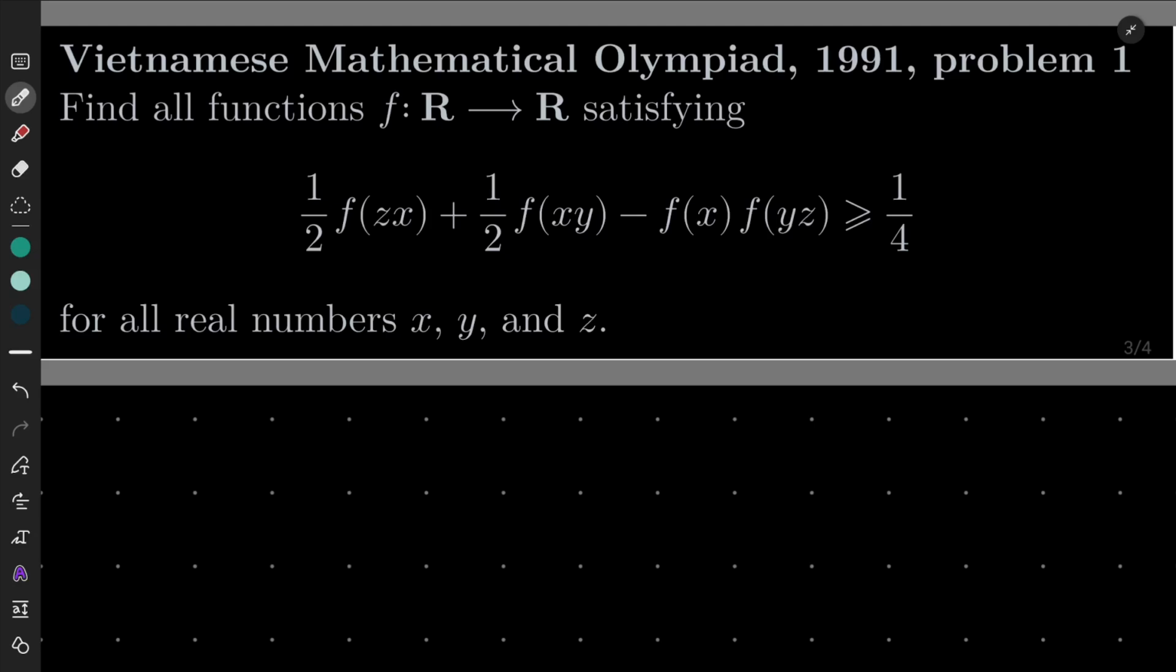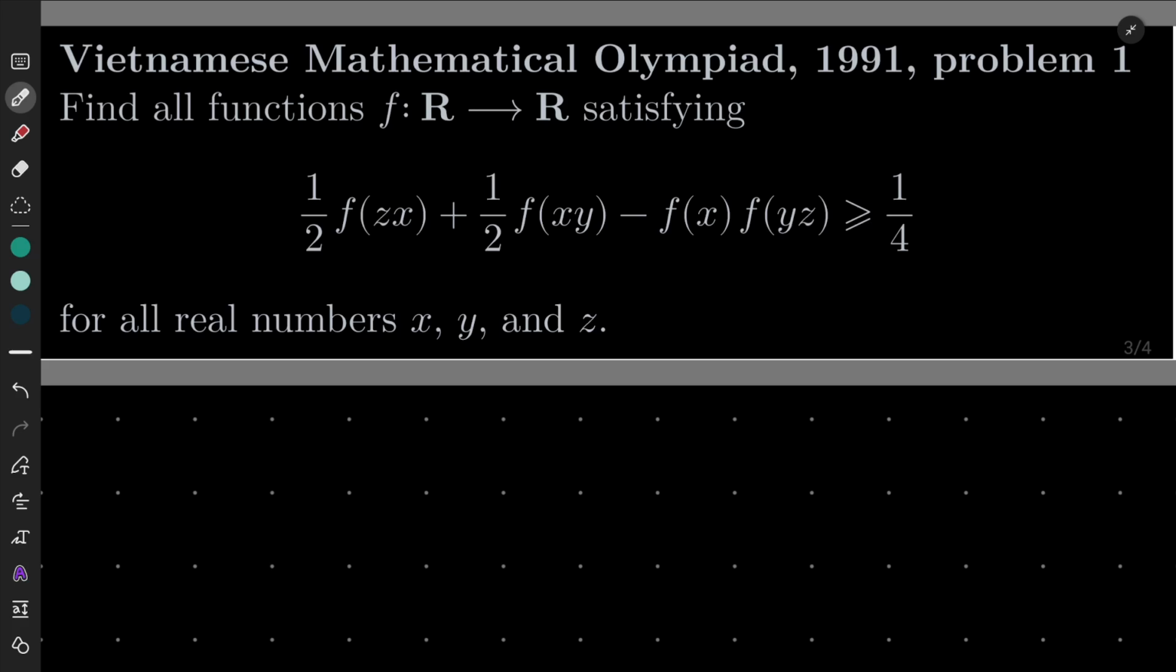Hello friends, in this video I'd like to solve the following problem from the Vietnamese Mathematical Olympiad 1991, problem number 1. We wish to find all functions from the set of real numbers into itself, satisfying the following condition: 1/2 f(zx) + 1/2 f(xy) - f(x)f(yz) ≥ 1/4 for all real numbers x, y, and z. So, a functional inequality this time.